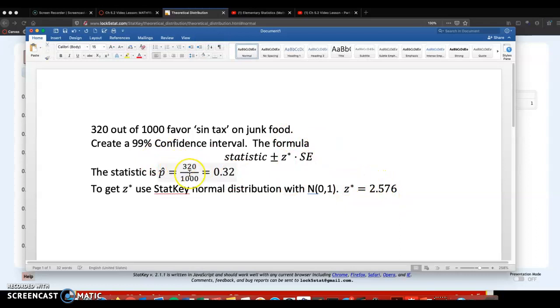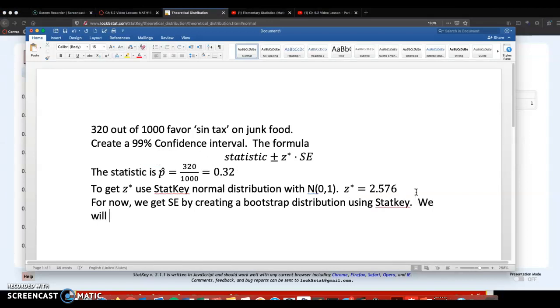So I've got the statistic, Z-star, and now how do we get standard error? For now, we get standard error by creating a bootstrap distribution using StatKey. We will calculate standard error using formulas in chapter 6. This bootstrap distribution is much more modern, really the last 25 years or so, because you need fast computers, like modern computers.